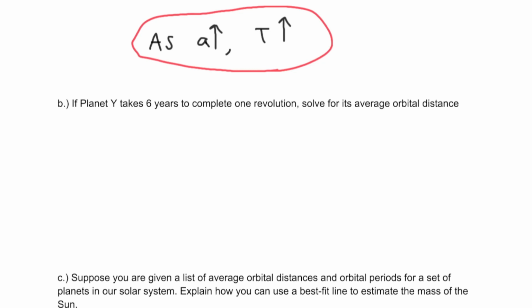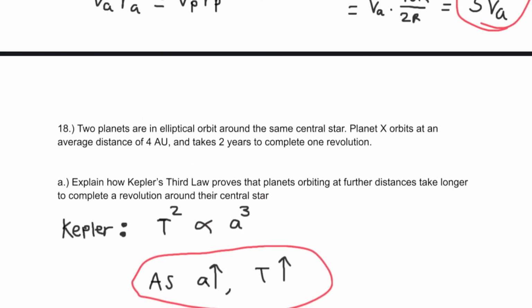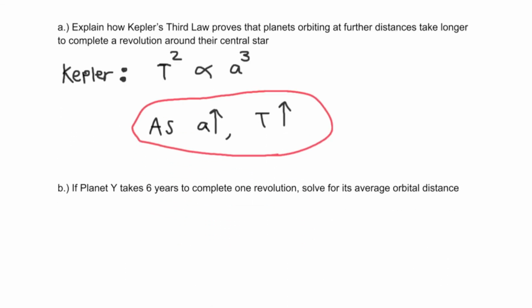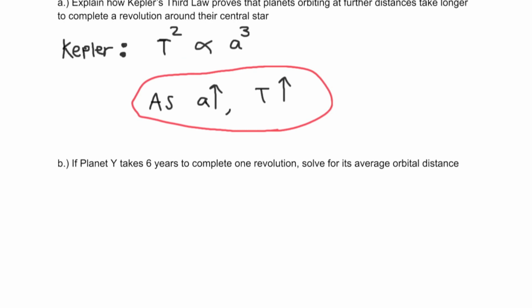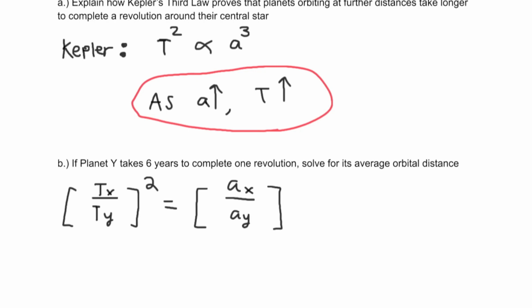If planet Y takes 6 years to complete a revolution, solve for its average orbital distance. So we should probably use the ratio form of Kepler's third law for this. We're given the distance and period for planet X, and we're given the time for planet Y. So we'll just use the ratio form of the third law, which says that the ratio of the squares of the periods is equal to the ratio of the cubes of the semi-major axes, or average orbital distance.